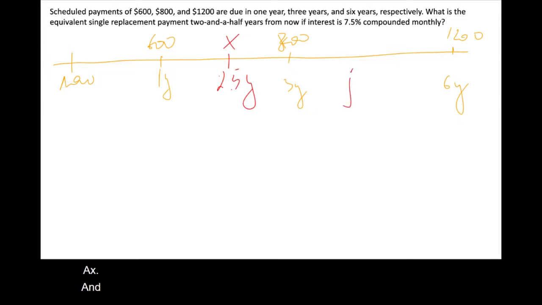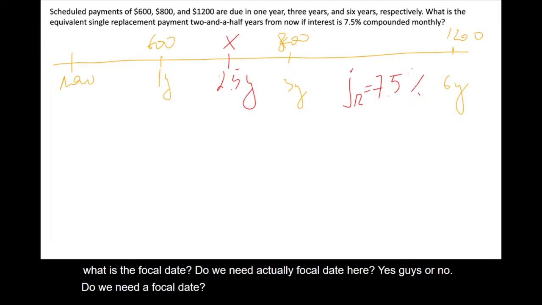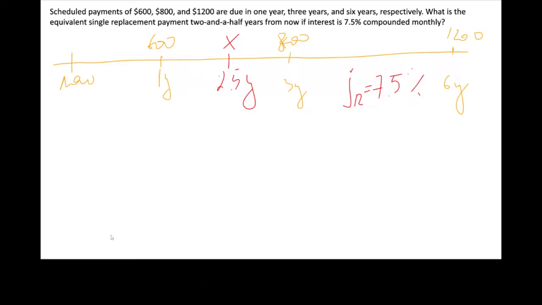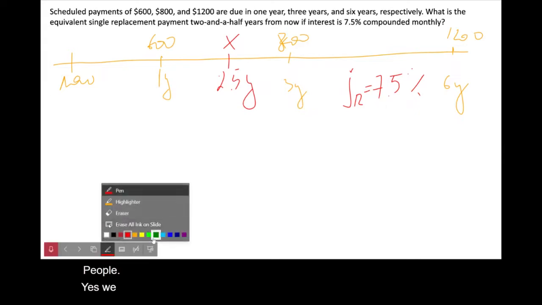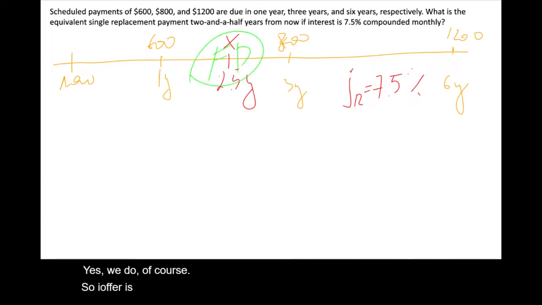And I have J12, 7.5%. What is the focal date? Do we actually need a focal date here? Yes, guys, or no? Do we need a focal date? Yes, we do, of course. So I offer is here.